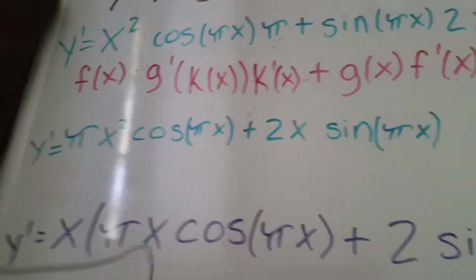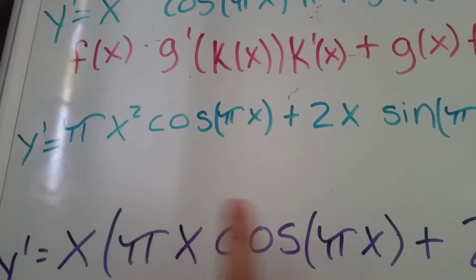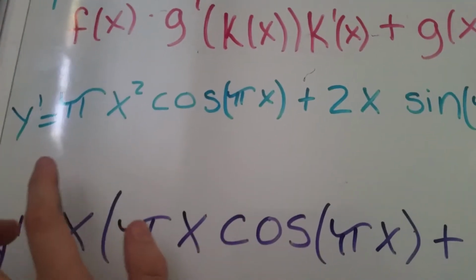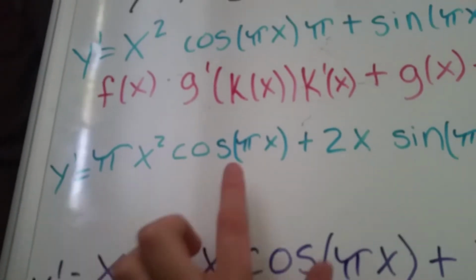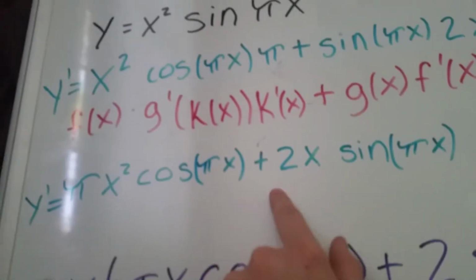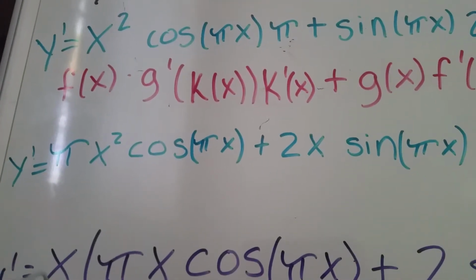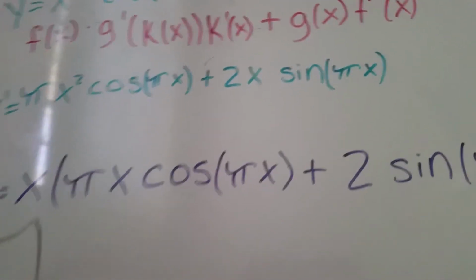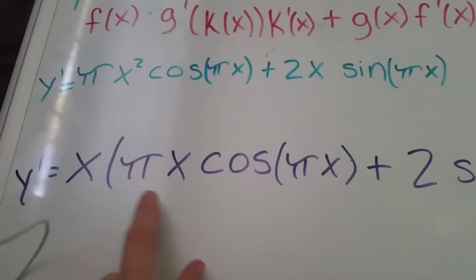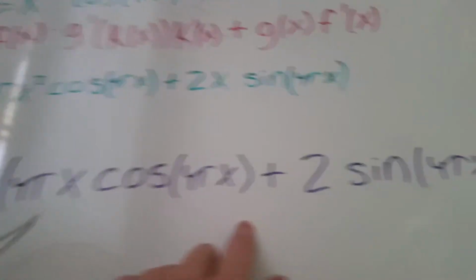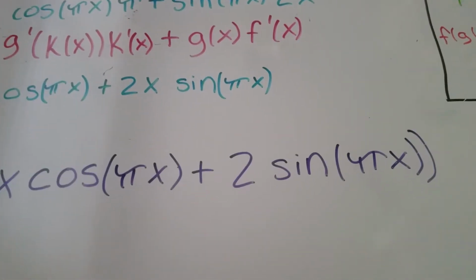Alright, and continuing forward, I just moved some stuff around here, simplified it, to make it a little easier to read. So we're saying y prime equals pi times x squared cosine pi x plus 2x sine pi x. Well, to simplify this further, we can pull out an x. So we would end up with y prime equals x times pi x cosine pi x plus 2 sine pi x, and that is our final answer.